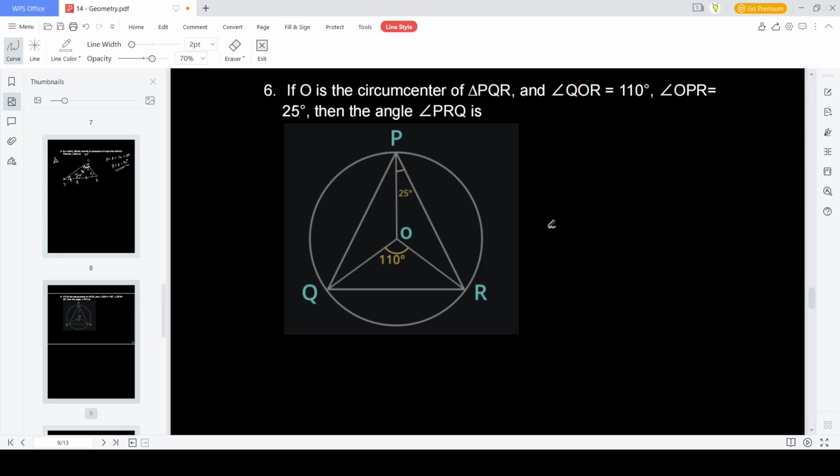90 degree. That's all. Next question. If O is the circumcenter of triangle PQR and QOR is equal to 110 degree, and OPR is 25, angle PRQ is what?